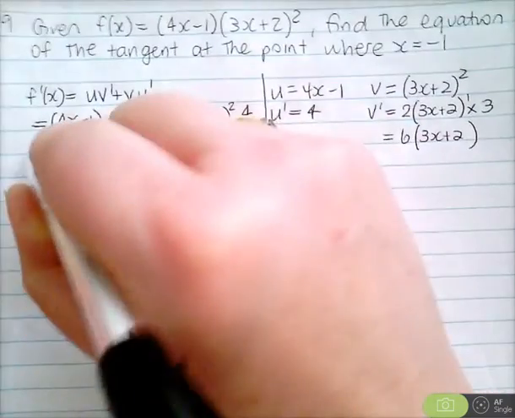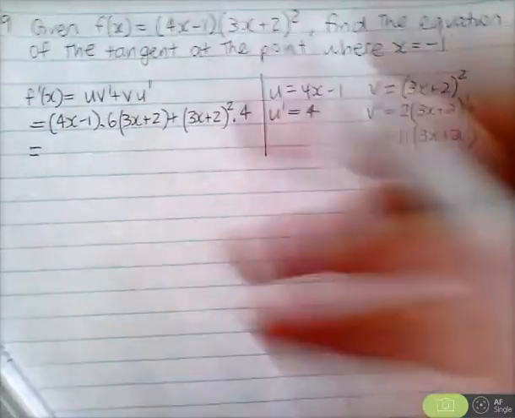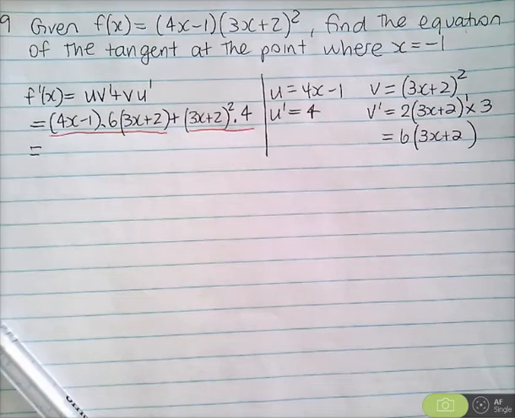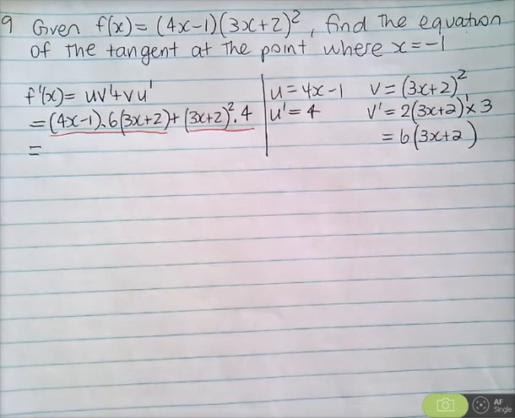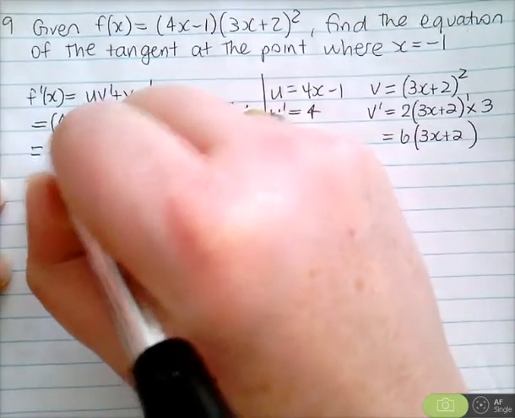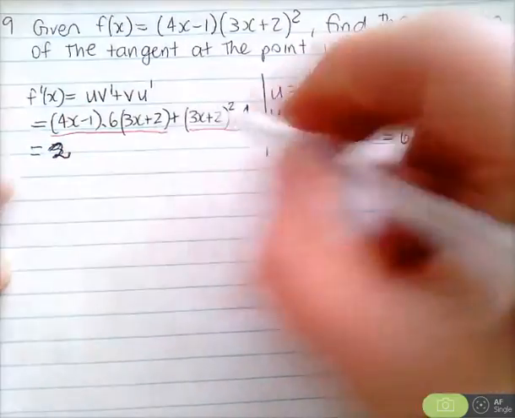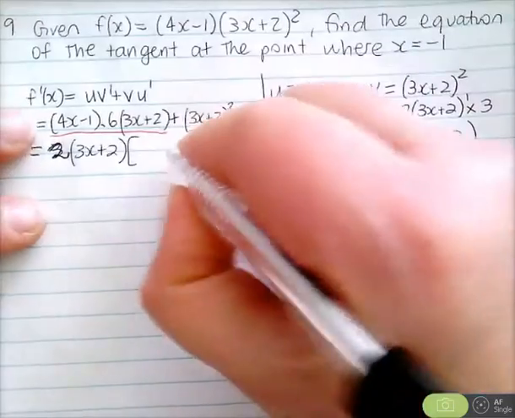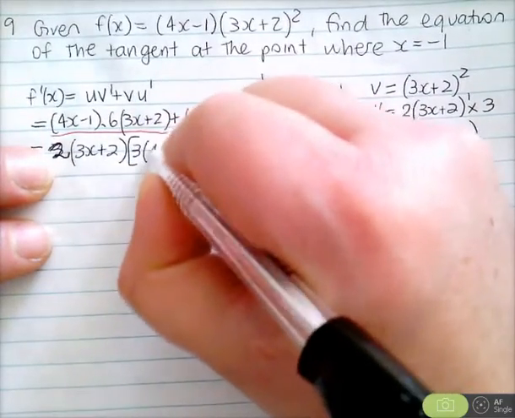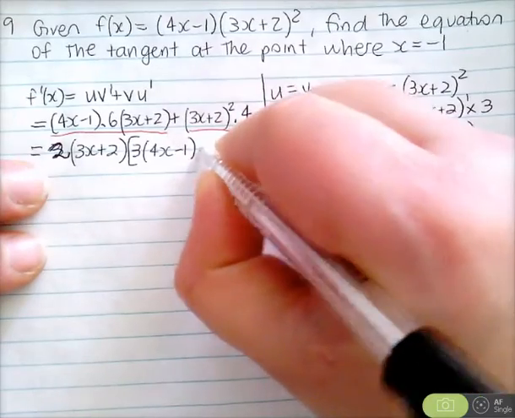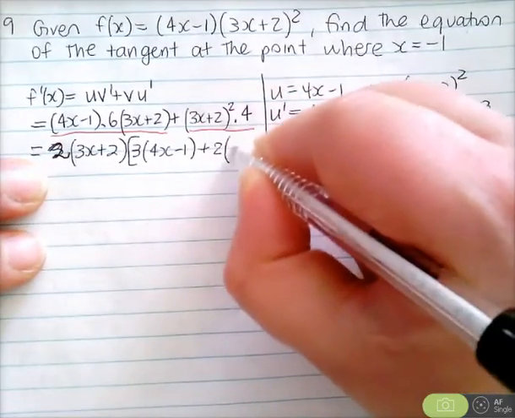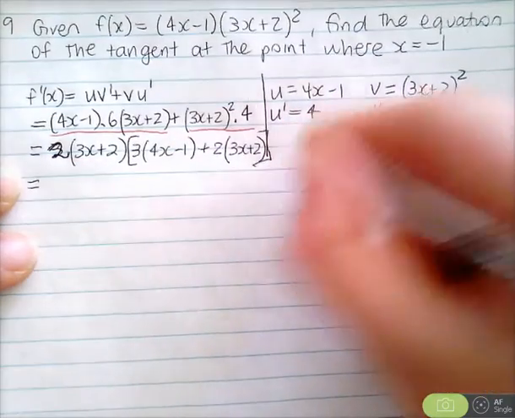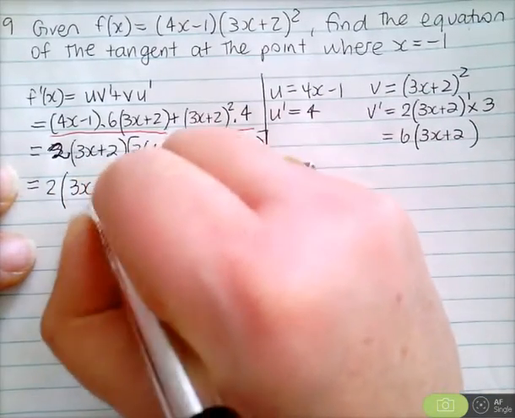So now common factors, underline your terms if you have to, because you'll only have 2 terms. U V dash is a term and V U dash is a term. Look at everything separately. Numbers first. 3, no, 2, yes. Then 3x plus 2, how many of them? Just 1. Bracket, what's left? Well, the 3's left. Bracket, 4x minus 1's left. Plus, there's a 2 left in the numbers. And 1 3x plus 2. Close bracket. 2 bracket 3x plus 2.